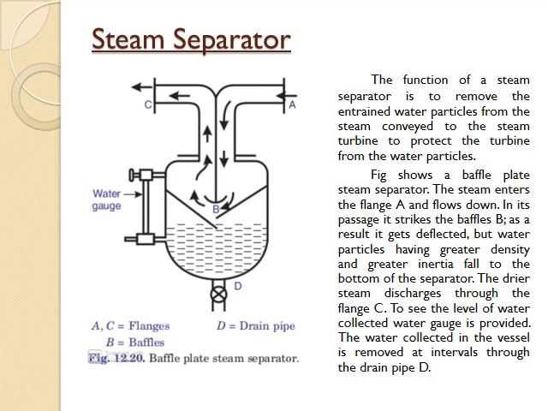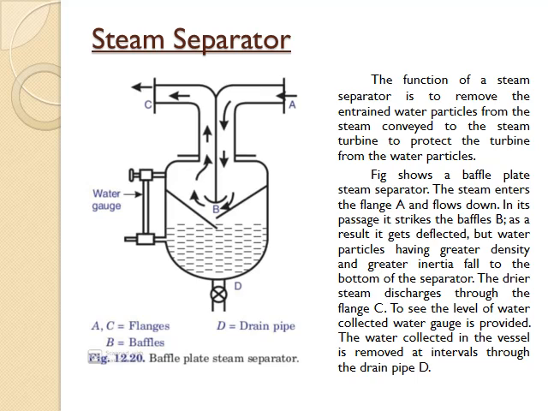Steam separator. The function of a steam separator is to remove the entrained water particles from the steam conveyed to the steam turbine to protect the turbine from water particles. Figure shows a baffle plate steam separator.